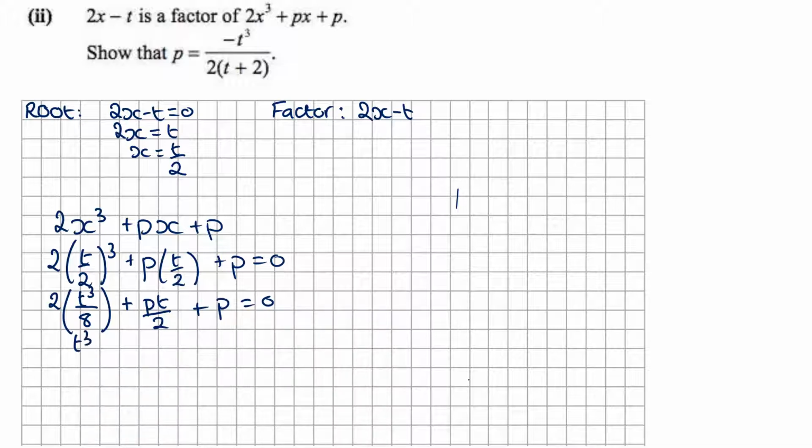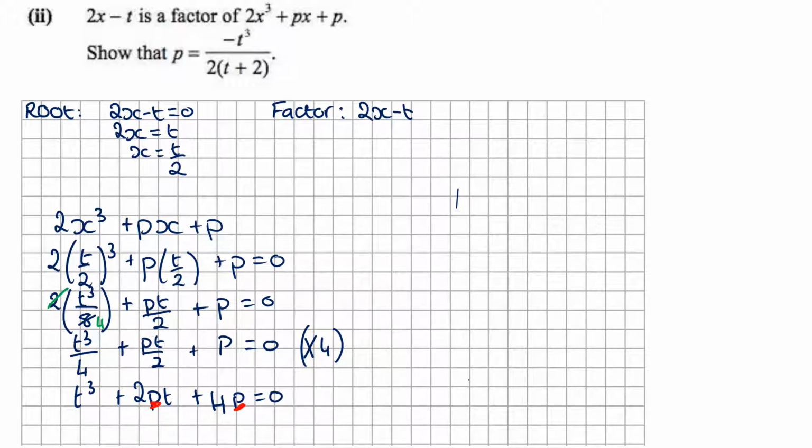Cancelling this down, I get t cubed over 4, because the 8 and the 2 cancel here, plus pt over 2 plus p equals 0. Let's multiply the whole thing by 4 just to get rid of the fractions, make it a little bit more straightforward. t cubed plus 2pt plus 4p equals 0. Now, look what we want. We want to show that p equals. So there's a p on its own. However, you'll notice that the p appears twice in ours.